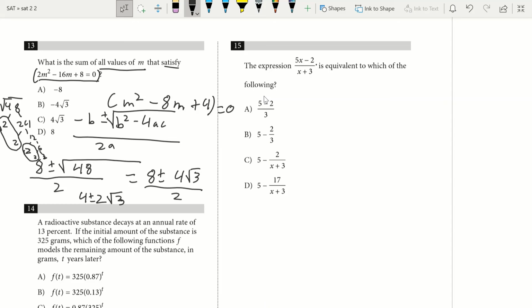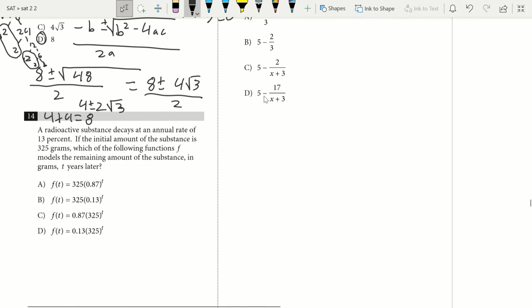We're asked for the sum of all values that satisfy the equation. Well, the sum of all values, if we think about it, the values are 4 plus 2 times root 3 and 4 minus 2 root 3. Well, the plus and the minus 2 root 3 are going to cancel, so we're just going to be left with 4 plus 4, which will bring us 8. Okay, so our answer will be D.